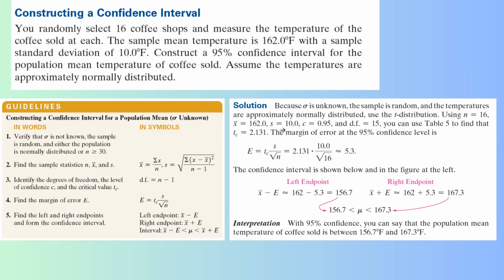Well, what is the level of confidence c? The question, line 3, says 95% confidence interval. What's the degrees of freedom? The degrees of freedom has a formula. It is n minus 1. n, or the sample size, is 16. So 16 minus 1 gives us 15. This is our degrees of freedom.